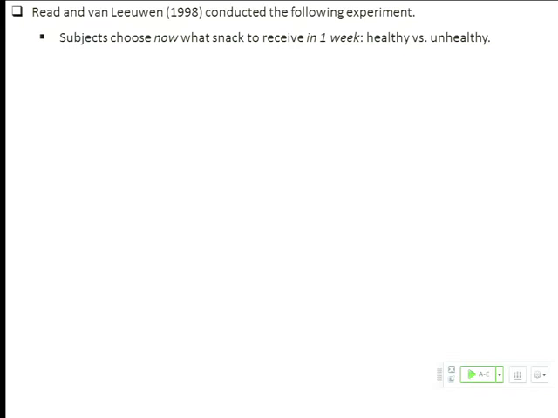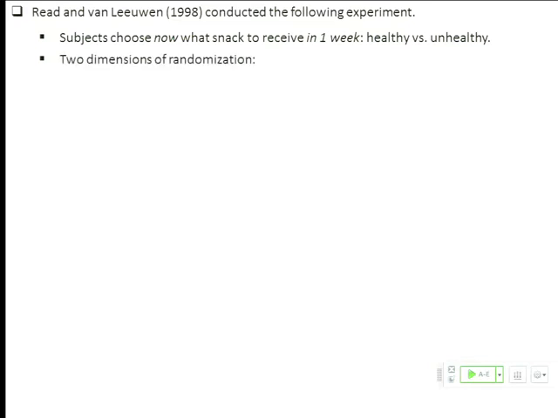Okay, so you get a bunch of subjects. These were workers in some office. I think there was 140 of them, not sure. Subjects will choose today what snack they want to receive in 1 week, and they had a choice of apples, carrots, healthy stuff versus chips and candy, unhealthy stuff. So I'm going to go in on week 1, and I'm going to say, look, I'm going to bring you a snack next week, for sure, some snack. And it's going to be either a healthy or an unhealthy snack, depending on what you ask for.